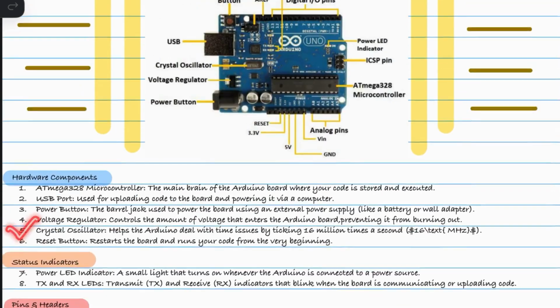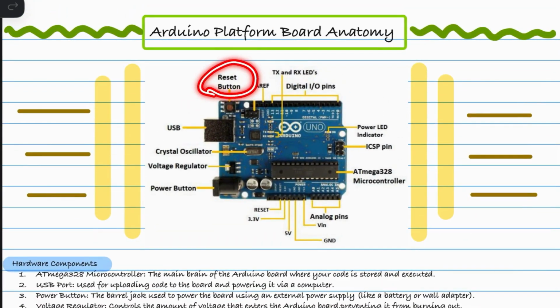And then we have the reset button. This is your physical panic button. Pressing it doesn't erase your code. It simply cuts off the execution momentarily, flushes the temporary memory, and forces your program to run from the absolute beginning of your script, right?